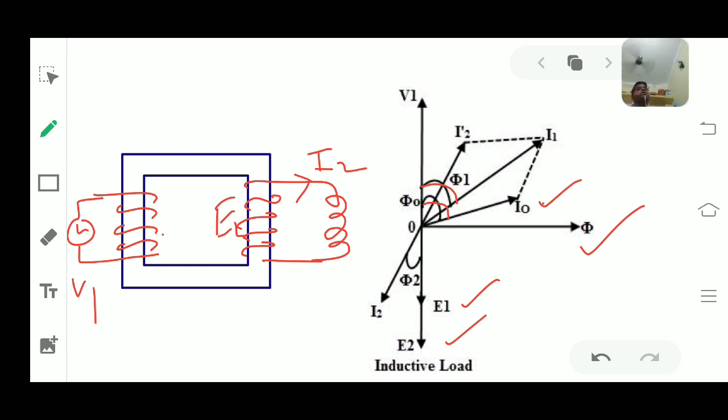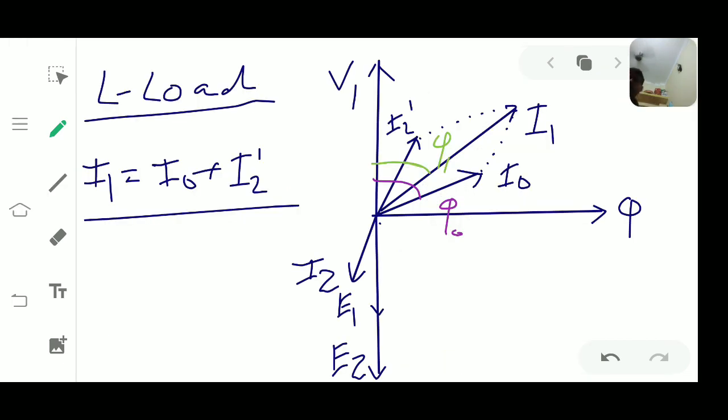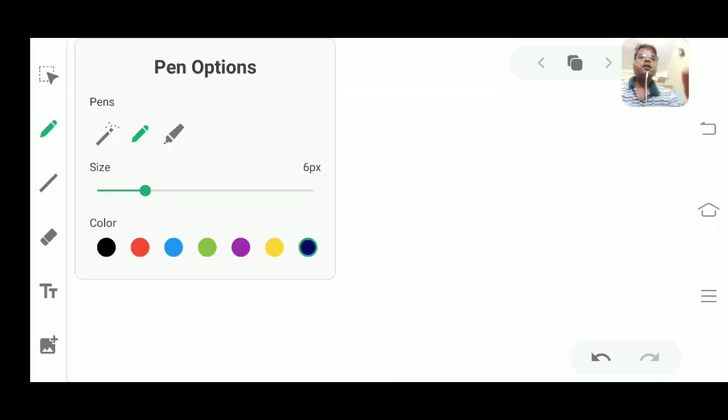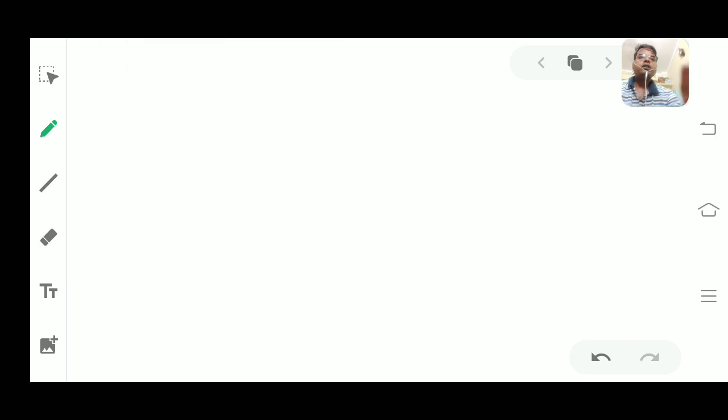So this is how we draw the phasor diagram. Hope you understood. This is all about inductive load. Now we will proceed similarly for capacitive load. Hope you are understanding. Now we will draw the phasor diagram for capacitive load, that is C load.